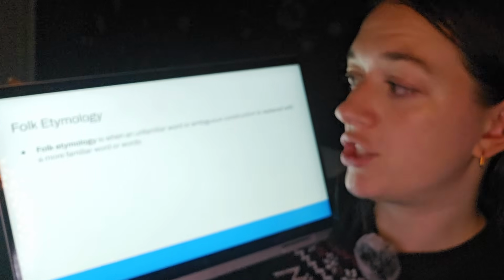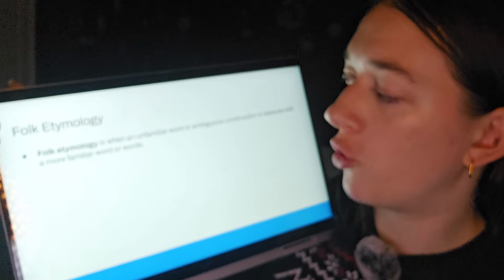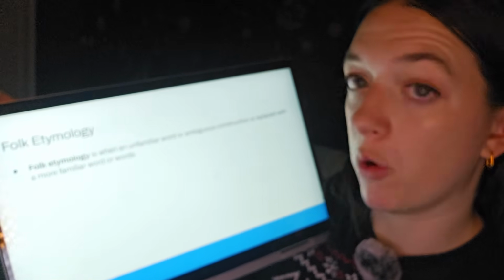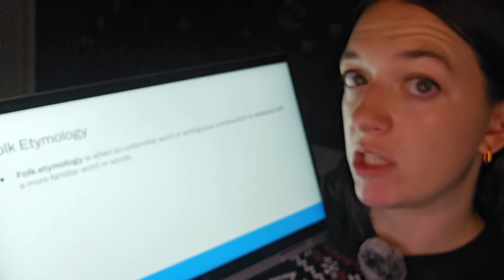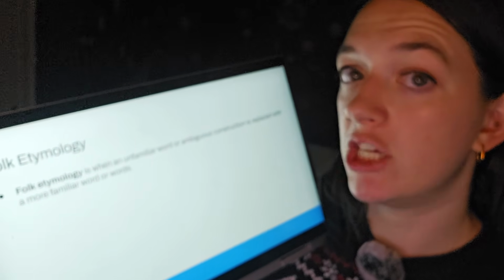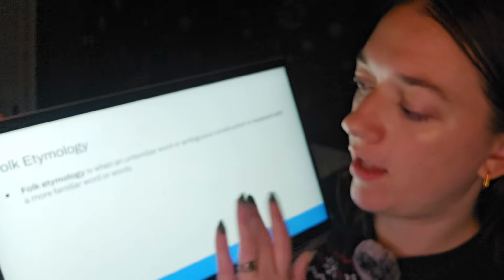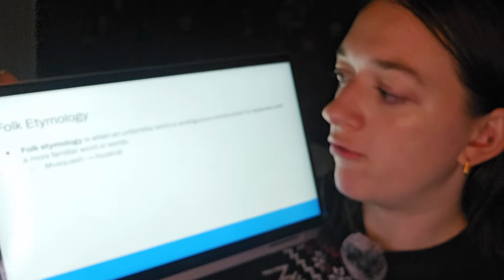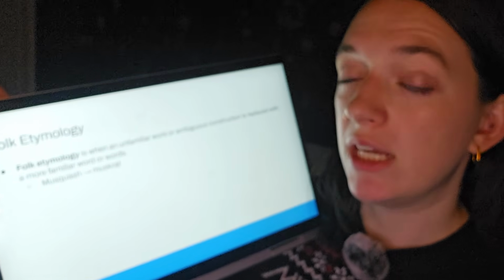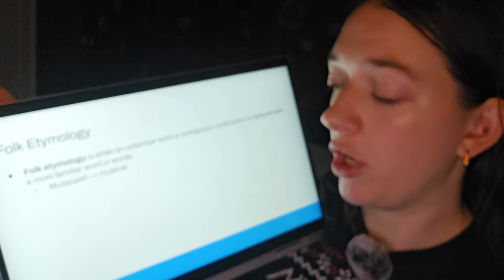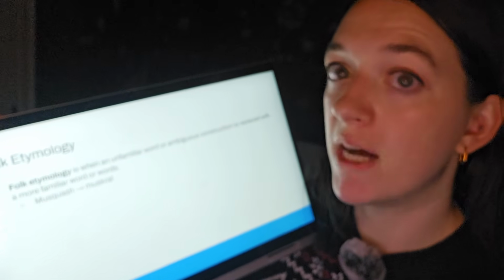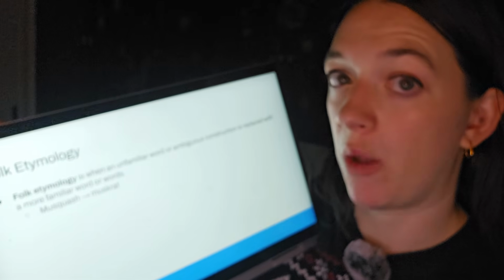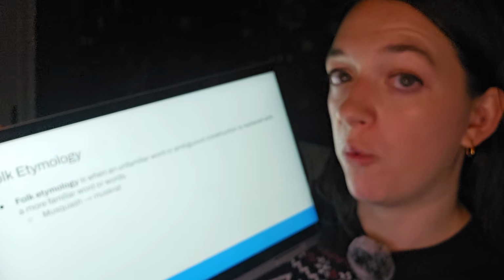Folk etymology is when an unfamiliar word or ambiguous construction is replaced by a more familiar word or words. This often happens when a word is introduced to English from another language. It may be replaced with something that sounds more familiar. So, for example, musquash is a Native American word. It was replaced with muskrat, which are two existing English words that were compounded to create the word muskrat.